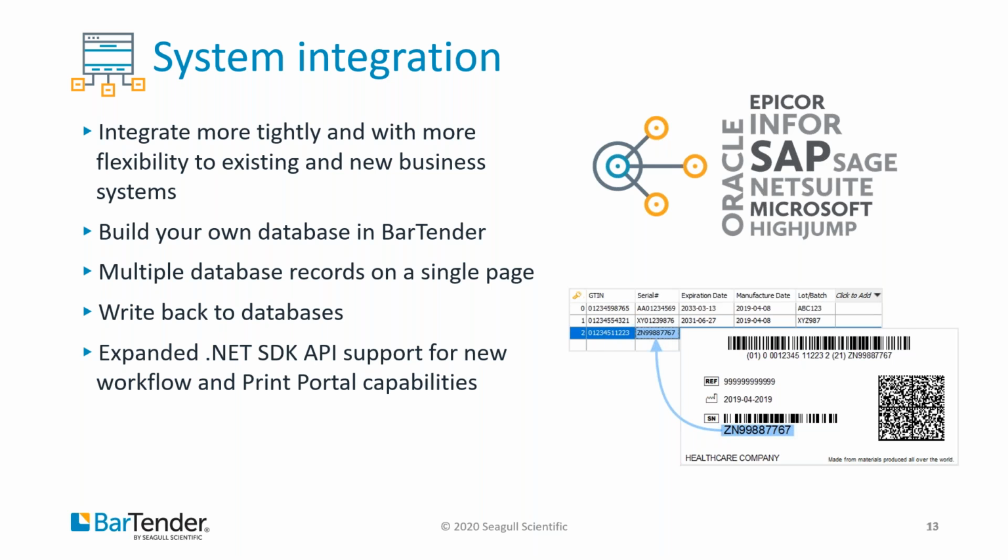Next, when integrating into business systems and data sources, we've expanded our powerful integration capabilities with support for over 20 different databases and data file types, including major ERP and warehouse management systems such as SAP, Epicor, HighJump, Infor, Microsoft, NetSuite, and Sage, to now include support for cloud databases, including Excel Online, Google Sheets, JSON, and QuickBooks Online.